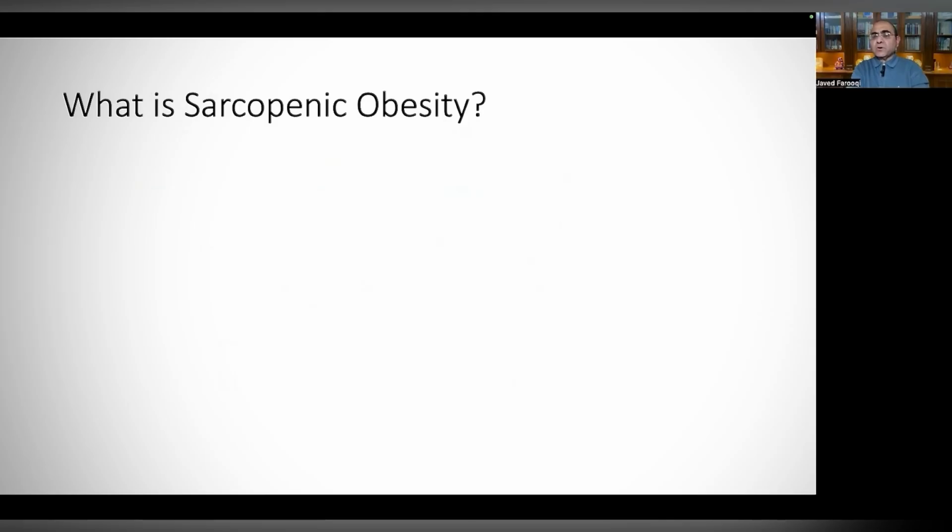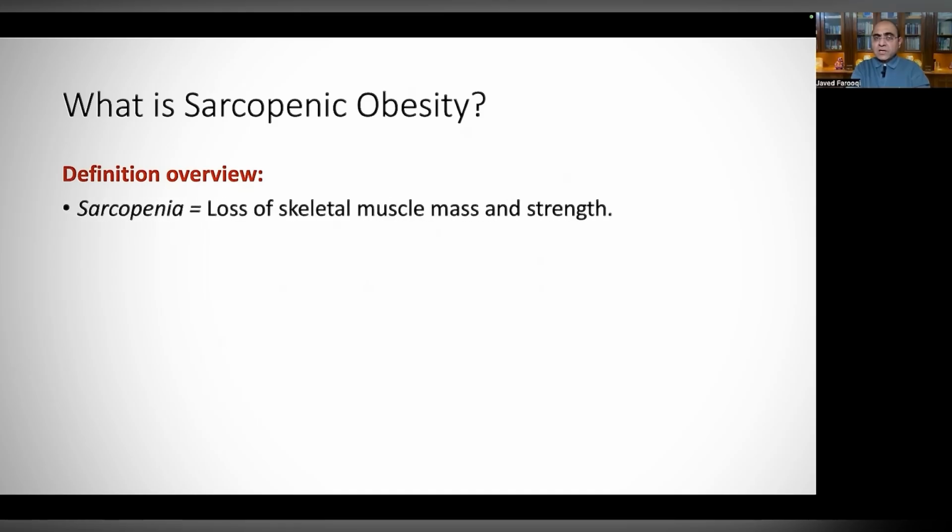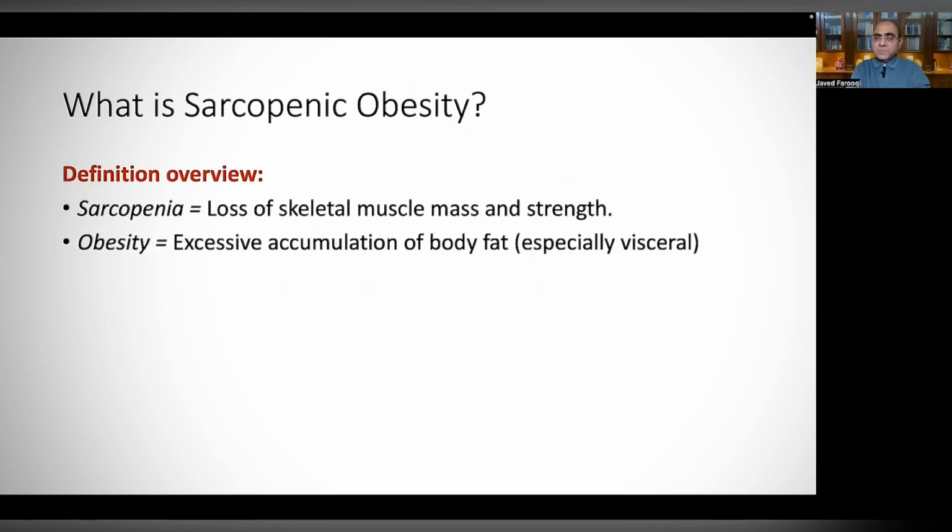What is sarcopenic obesity? The definition overview. Sarcopenia means loss of skeletal muscle mass and strength, while obesity means excessive accumulation of body fat, especially visceral. So sarcopenic obesity means coexistence of both conditions, sarcopenia and obesity.